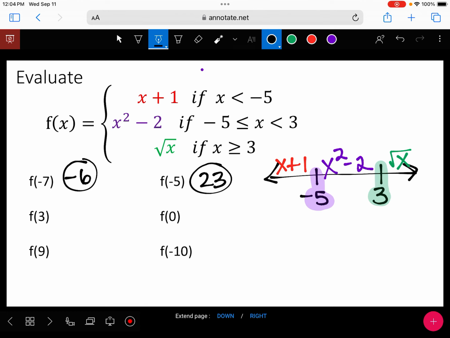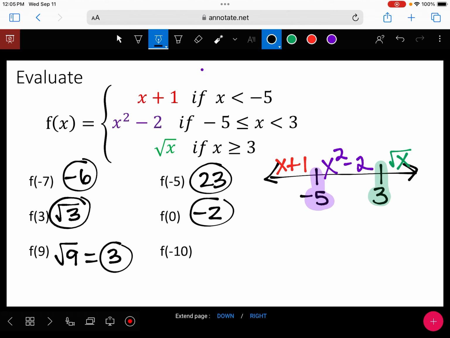For 3, we're going to take the square root of 3, which you can just leave like that. You don't have to write it as a decimal. You could just leave it as the square root of 3. For 0, that goes in the middle, x squared minus 2, so that's -2. For 9, that goes with the square root of 9, which is actually 3. And for -10, we're going to use x plus 1, which is -9.